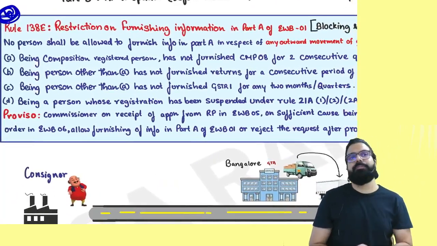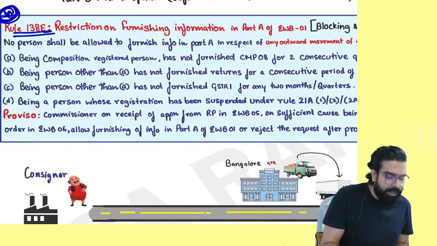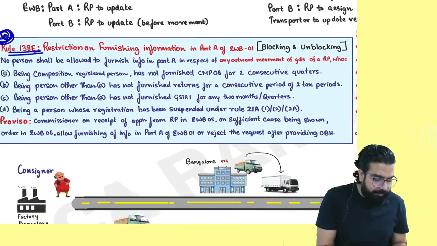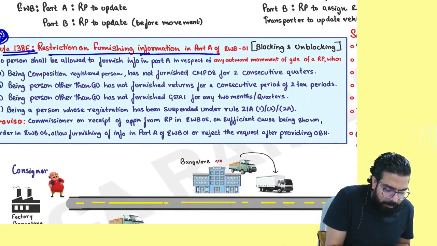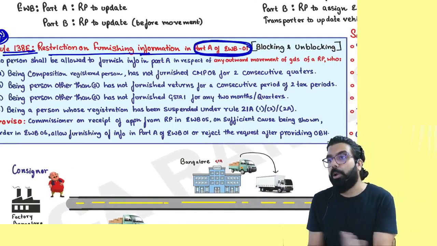Listen to me very carefully. What is rule number 138E telling? Rule number 138E says restriction on furnishing the information in part A of e-way bill. Your e-way bill portal will be blocked.